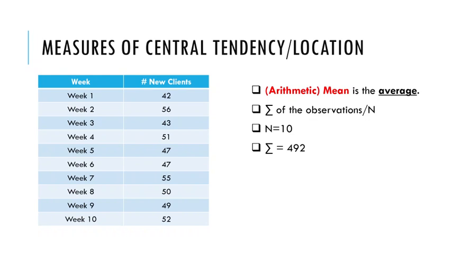So my sum turns out to be 492 new clients brought in over this entire 10-week period. When I divide it by 10 weeks, I average 49.2 new clients per week. So that's my arithmetic mean. Super easy, and I know you know how to do that already.